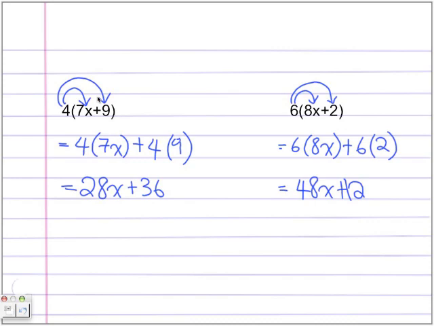Miss Tanya, I have a question. Yes? Why can't I add those two numbers together, the 28x plus 36? Oh, well, you can't add these two numbers together because the bases are not the same. In this one, we have an x, and in this one, we don't. So that's why we can't add it, because they're two different values and they are not like terms, which we'll learn about soon. Thank you.